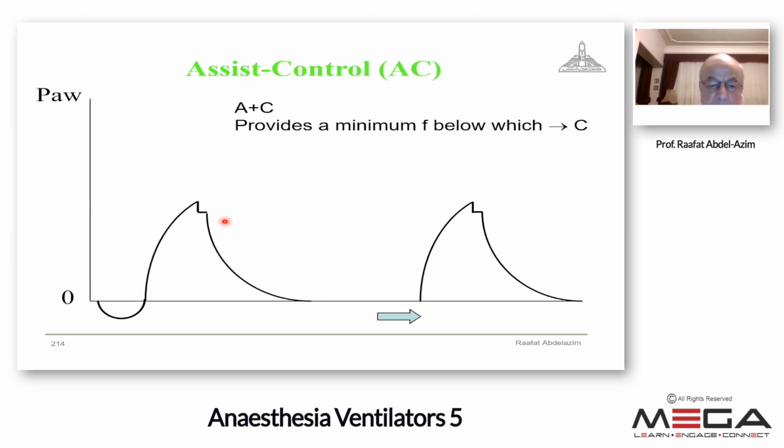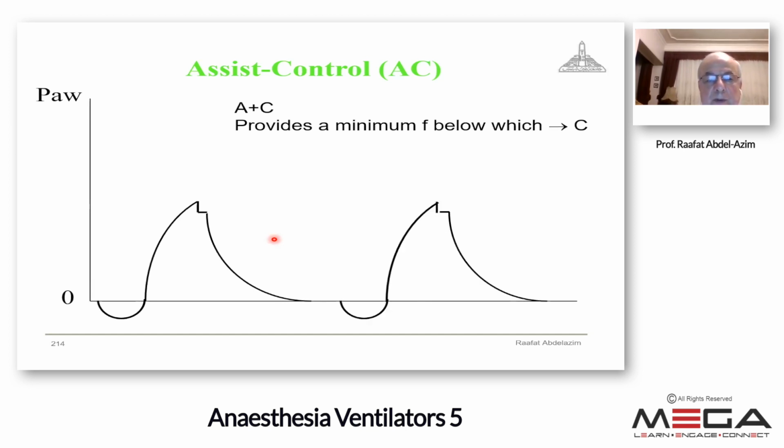So here the ventilator senses that there is no patient effort, but it would be given according to the minimum frequencies that I adjusted. If the patient effort does not exist, the ventilator will give exactly controlled ventilation according to my settings. So we know now what is assisted and what is assist control.